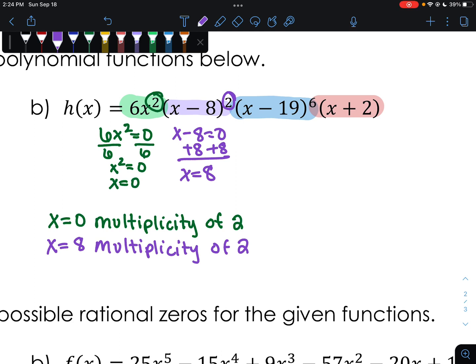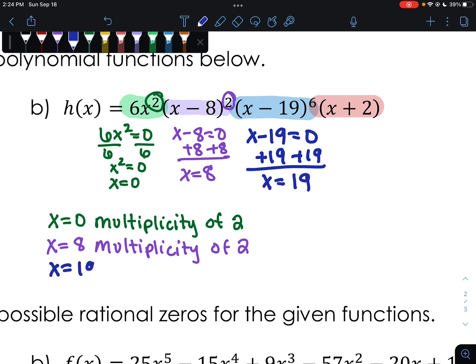I go to the next one. I get x minus 19. I set it equal to 0. I add 19 to both sides. We get x equals 19. So x equals 19, and its multiplicity is its exponent. And its exponent is 6, so it has a multiplicity of 6.